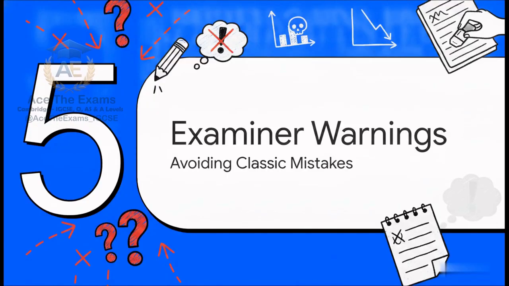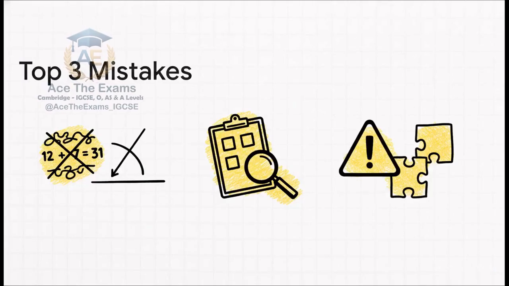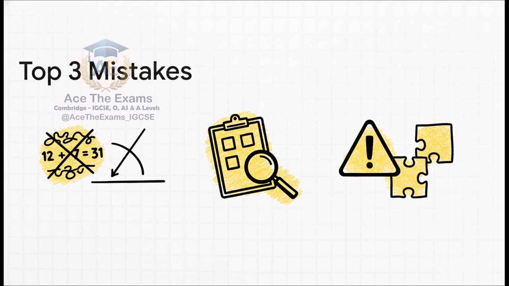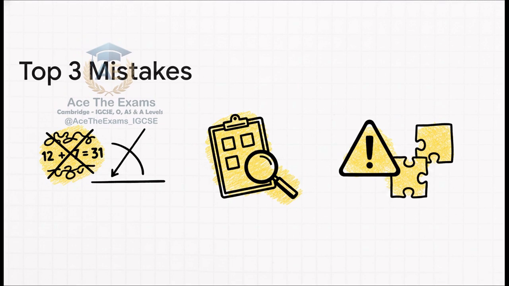And that brings us to our final section, Section 5. We're going to build the ultimate cheat sheet by looking at the top 3 examiner warnings, ensuring you avoid the classic mistakes that trap thousands of students every single year. Examiners explicitly warn against these 3 procedural mistakes. These are the completely avoidable errors that repeatedly drag down student grades.